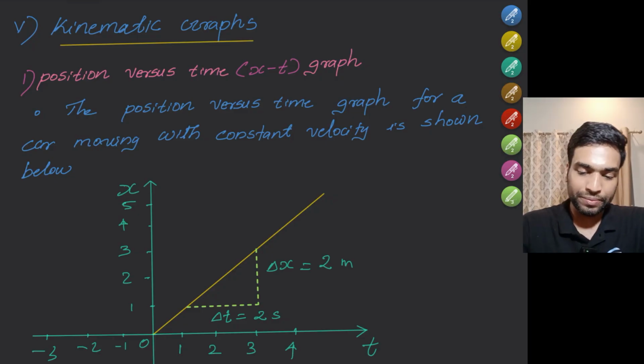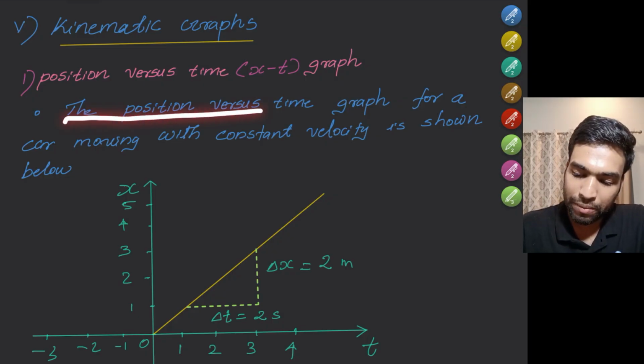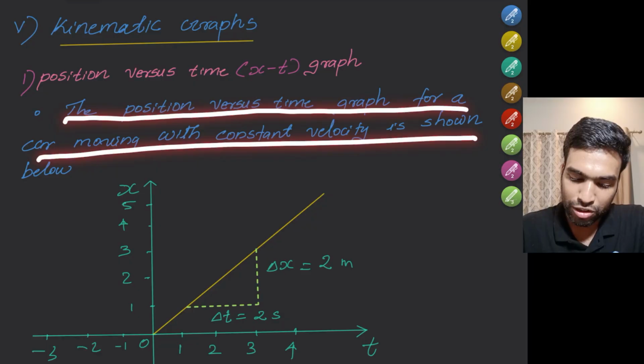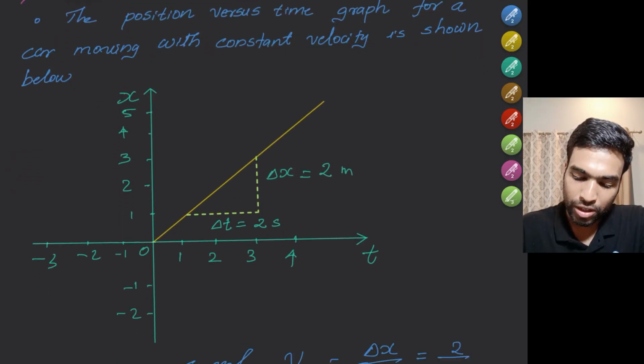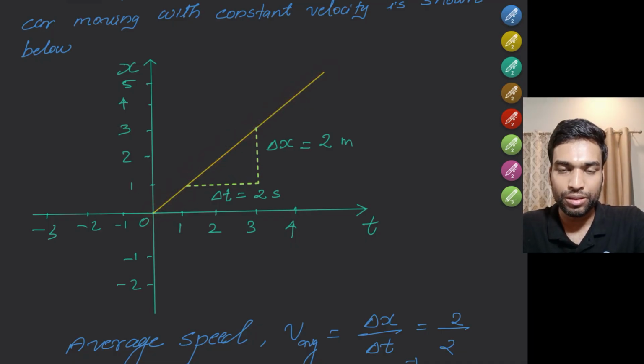Let's discuss the position versus time graph. This is very important because this graph connects other graphs like the velocity versus time graph and the acceleration versus time graph. The position versus time graph for a car moving with constant velocity is shown below. You can see that the position is linearly varying with respect to time. Now we can define the average speed as the slope of this line.